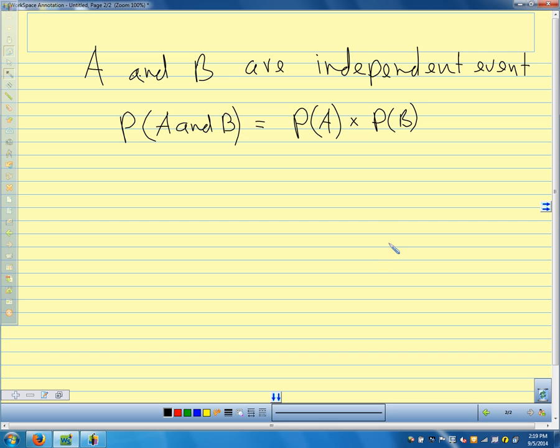And my little rule for remembering: and means multiply. So when we see an "and" in a probability of this and that, it tells us to multiply the probabilities. Find the probability of each one and multiply it. Easy rule.